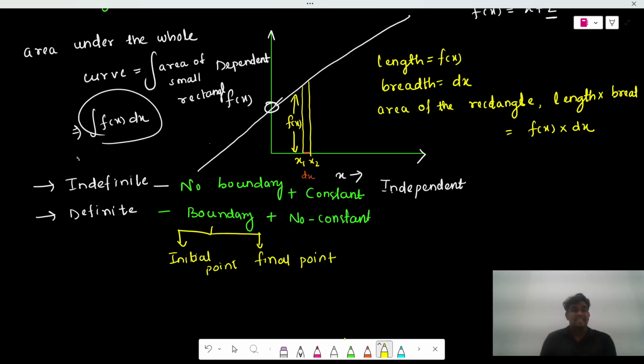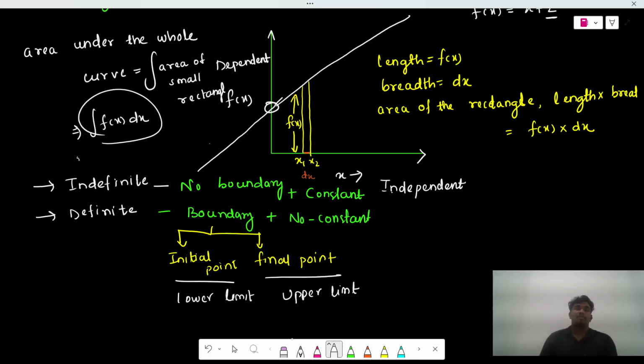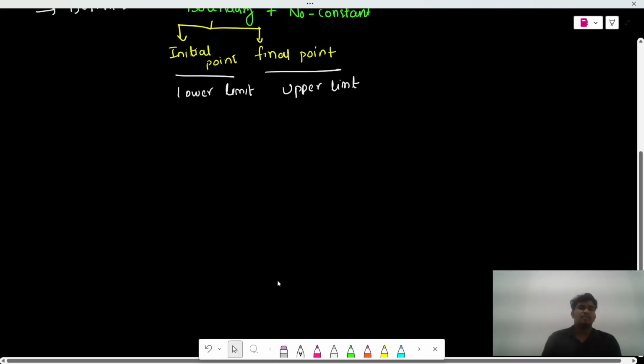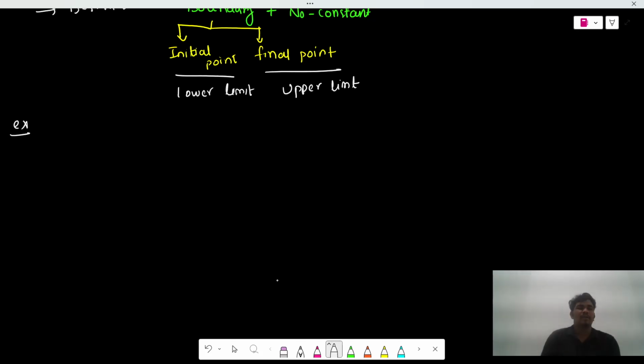I am talking about integration with respect to physics. But in mathematics, they say lower limit for the initial point and upper limit for the final point. Now, let's do an example, then it will become easier.